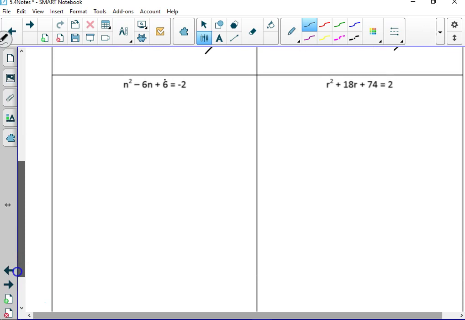Let's try this one. First step. Move it over. Okay? So we write n squared minus 6n. Notice we have a little bit different here. We have a subtraction this time. We're going to leave a space equals negative 2.